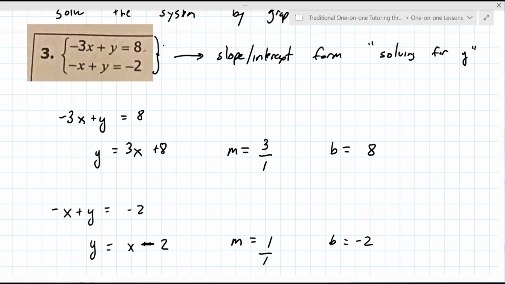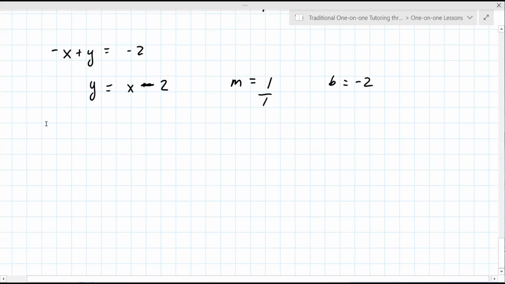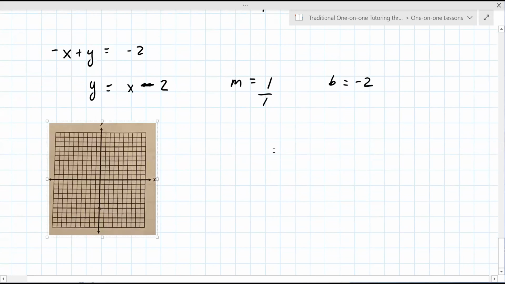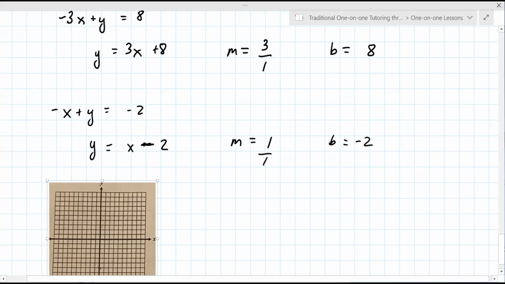Now I don't really like the one they gave you, but let me grab a blank one here. Here we go. So let's try graphing it on here. So the first one has a b value of 8. So you're going to go up 8. 1, 2, 3, 4, 5, 6, 7, 8. There's your b value. Slope of 3/1. So you see how there's a problem there? Like I'm off the grid.